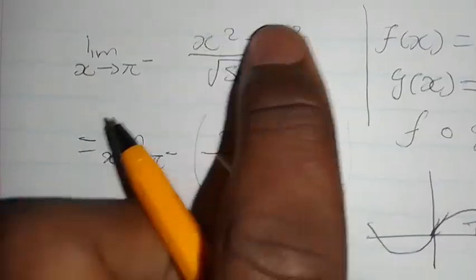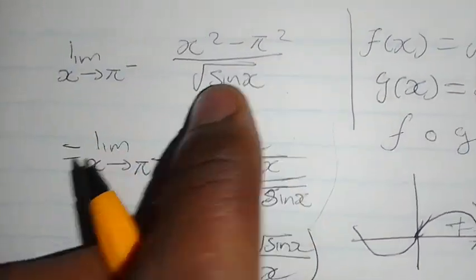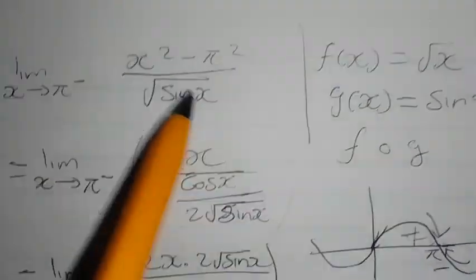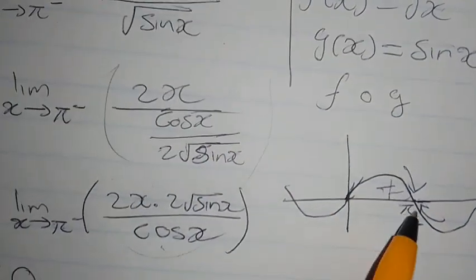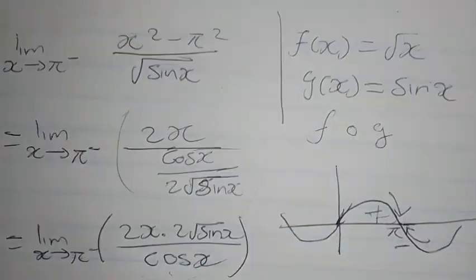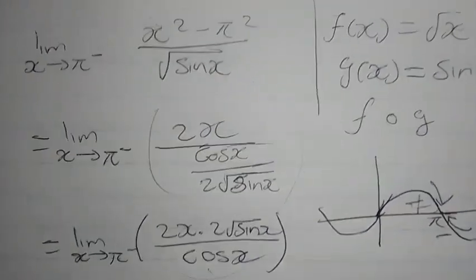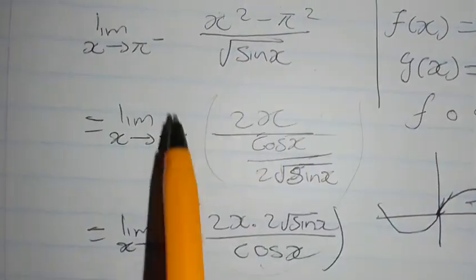So the limit of this when we approach pi from the left, notice that the limit from the right does not exist, because this will not be in the domain. Sine x cannot be negative, because of the square root. Know that what's inside the square root must always be non-negative for it to be defined. So the limit is going to be 0 in this case.